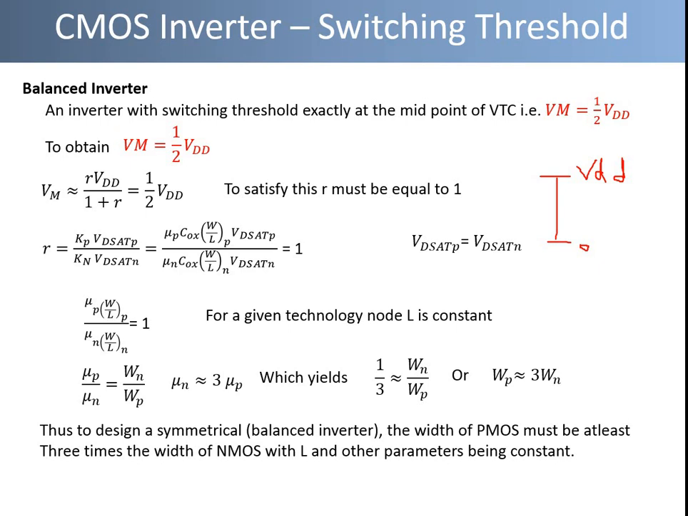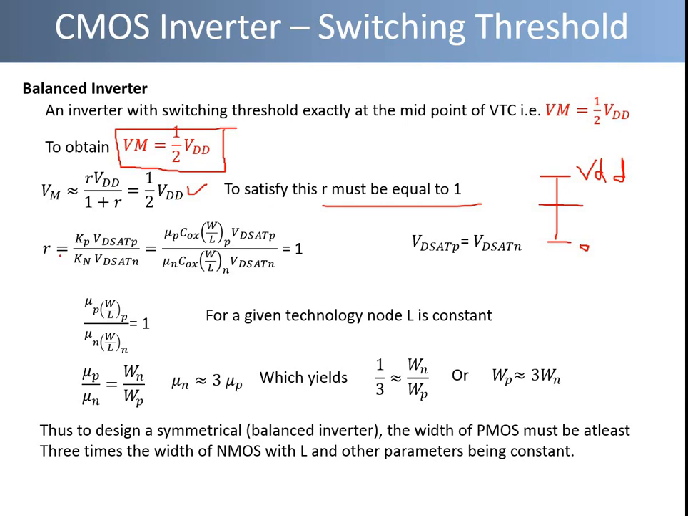So if we want to design an inverter which has switching threshold exactly equal to 1 by 2 of VDD, we must satisfy this equation, and this equation is only satisfied when R is equal to 1. When we put 1 over here, we get VDD divided by 1 plus 1 equal to 2. So in order to design an inverter which has a switching threshold exactly in the middle of 0 to VDD, we must have R equal to 1.